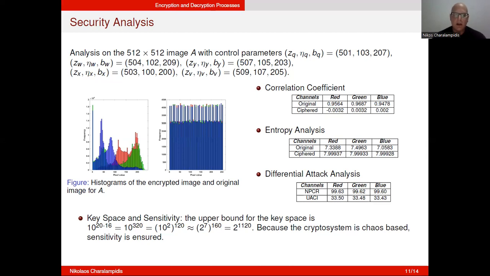A signal's global information entropy is a measure of its randomness and unpredictability. And in this scenario, the maximum value the entropy can have is 8. And as you can see, indeed, this is the case when we take the entropy of the encrypted channels, red, green, and blue. Indeed, we have values that are very close to 8.